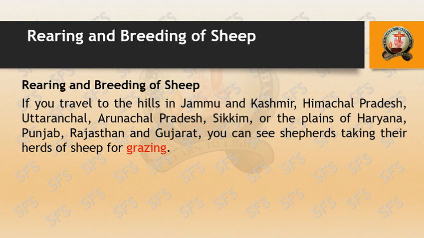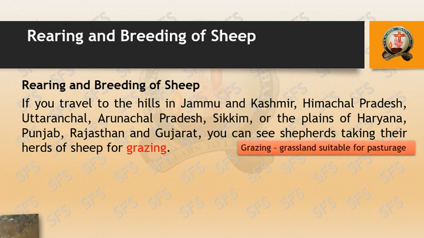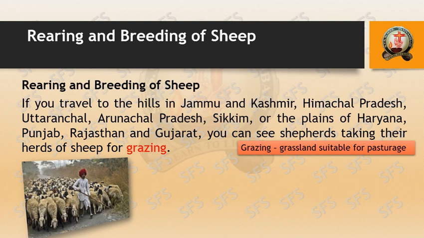Similarly, what is actually grazing? Grazing is nothing but a grassland suitable for pasturage. You can see in the picture, he is the shepherd. He is carrying a herd of sheep behind him. He is taking them to provide them food.